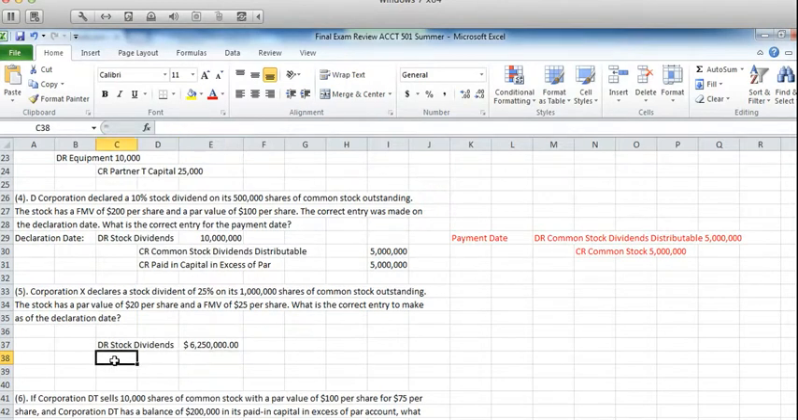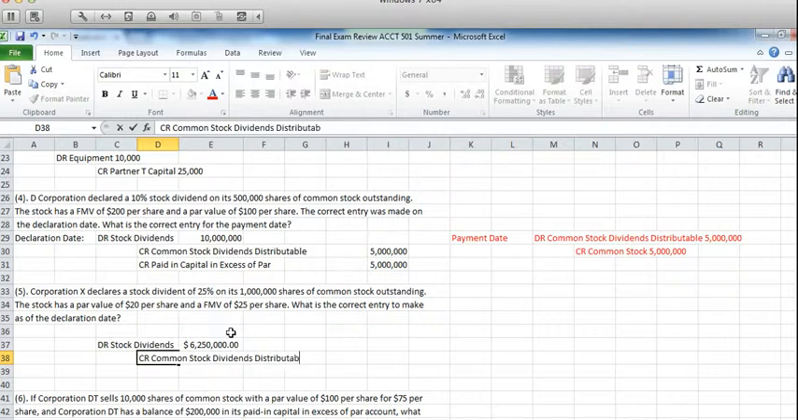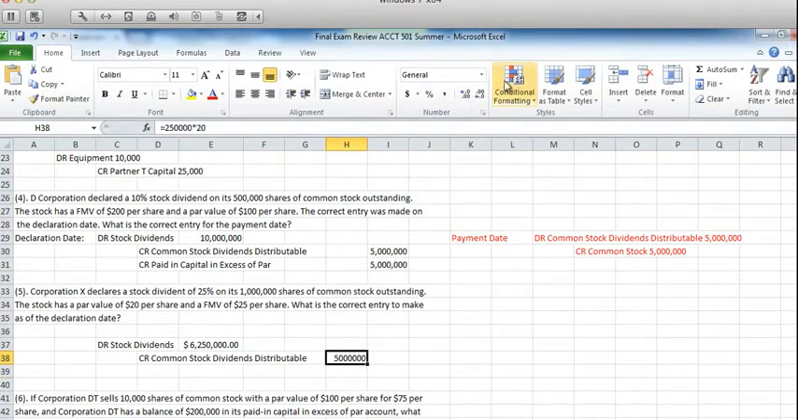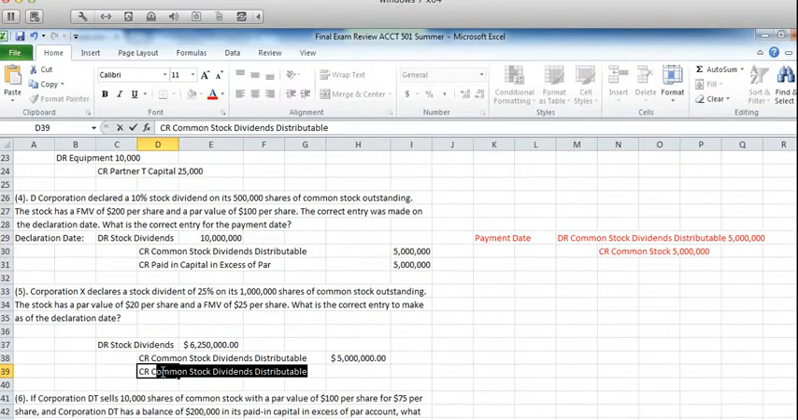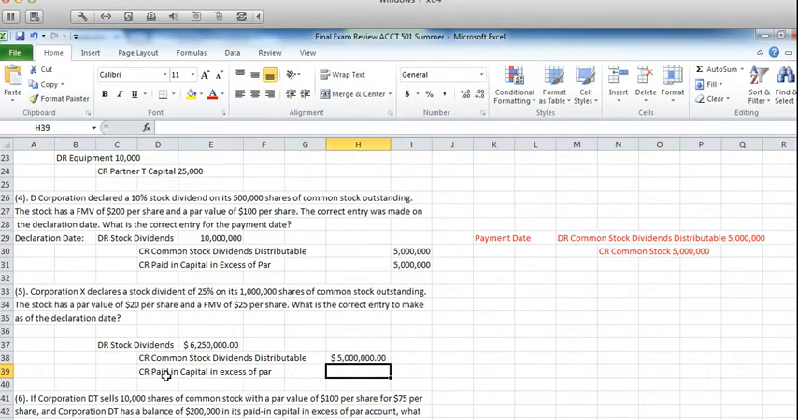Okay, so then our next entry following this same template up here is going to be common stock dividends distributable, and that is going to be 250,000 shares times $20 a share, or $5 million, which you can see there. And then our last entry, paid in capital in excess of par, is just going to be the difference between those two.